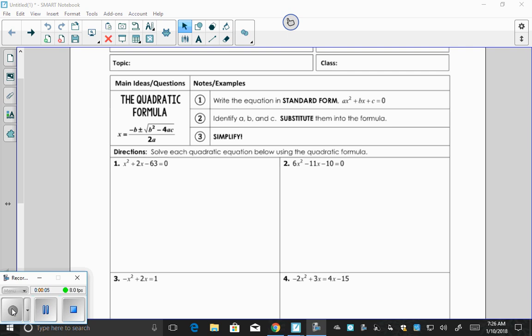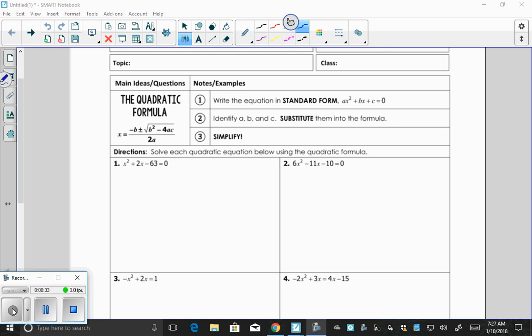Earlier this week, we talked about how to solve quadratic equations by completing the square. Another way that we're going to learn how to solve quadratic equations is by using the quadratic formula. The quadratic formula is x equals negative b plus or minus the square root of b squared minus 4ac all over 2a.